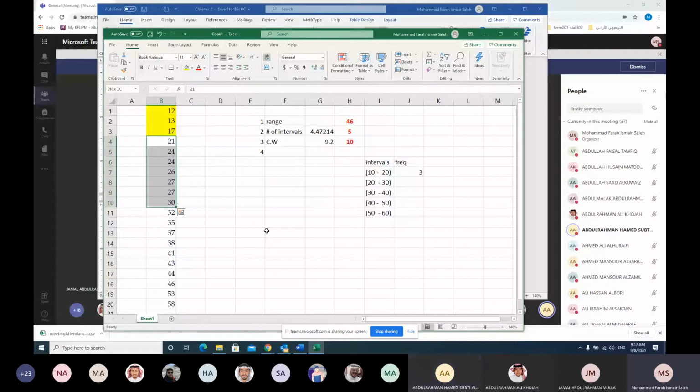What about the 30? No. Because the 30 is closed, we can't add it to this one. The 30 is open, so it should be in the next one. How many values do we have? 6 values. What about the next one? From this point to this point in the second interval.